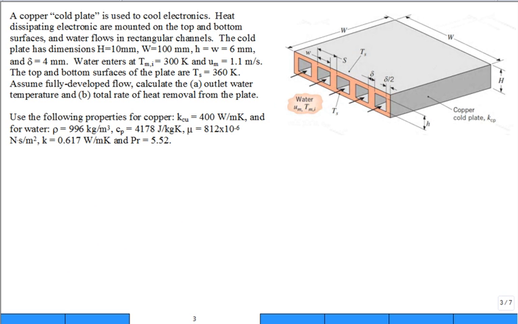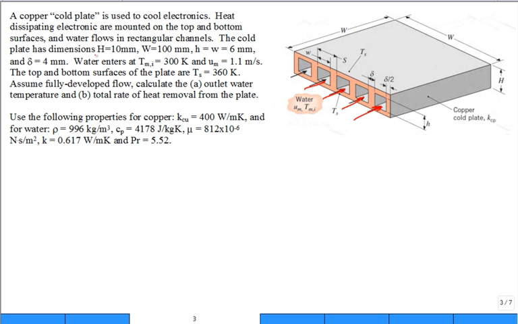So we have a solid copper cold plate, that's the name of it, used in electronics for cooling. Heat dissipating electronics are mounted on the top and the bottom surfaces. So up in here you have some heat that's being dissipated on the top as well as on the bottom of that cold plate. And water flows in rectangular channels. So the water is flowing here and here and here and here, etc.